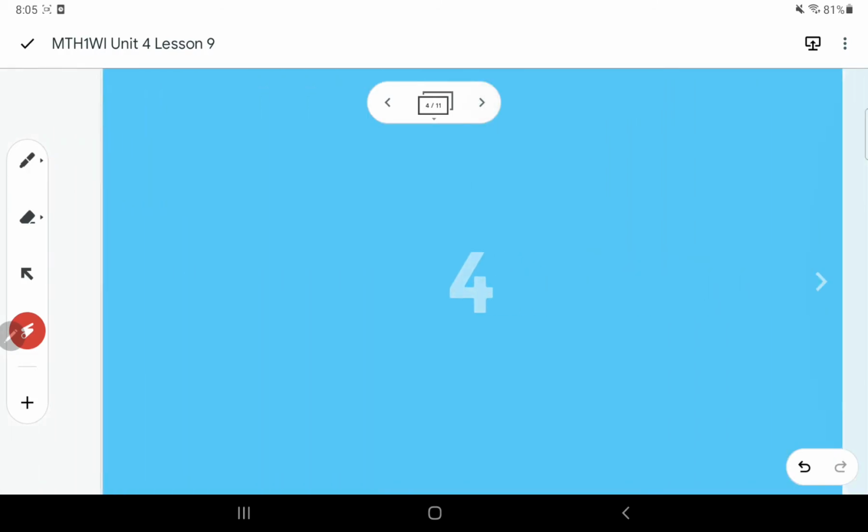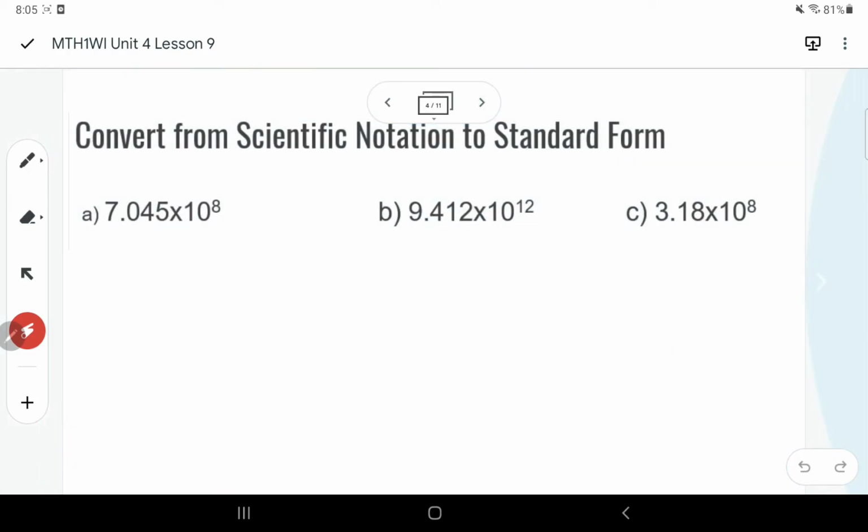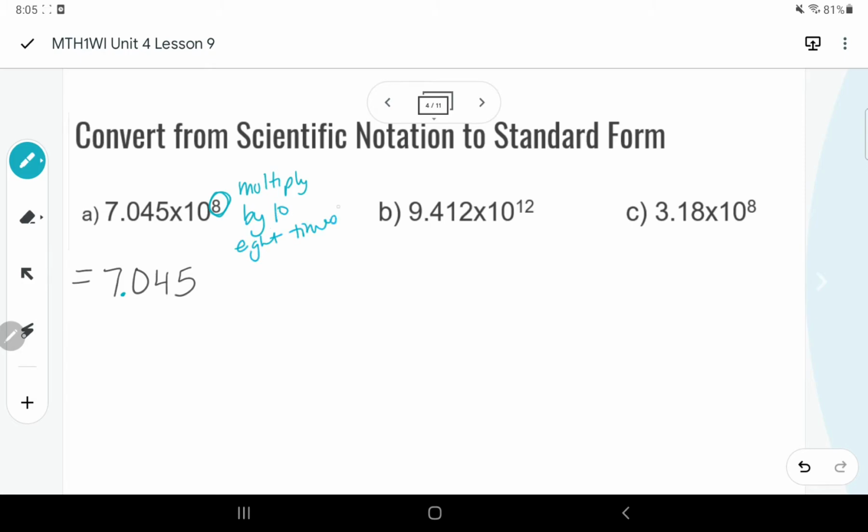We're going to look at converting the other direction too. So if you have a number 7.045 times 10 to the 8, I want to make that into standard form. So 7045, those are my numbers. Now every time I multiply by 10, I have to multiply by 10 8 times. And every time it's going to get a little bit bigger.